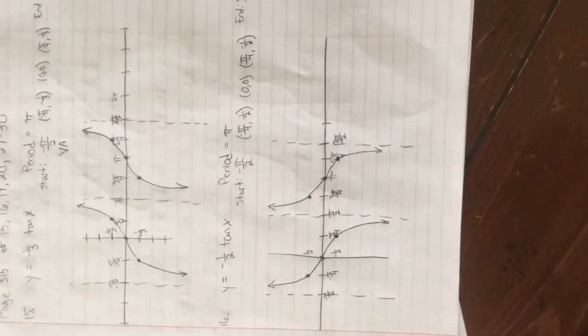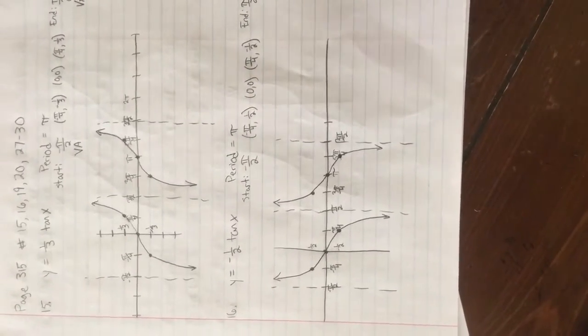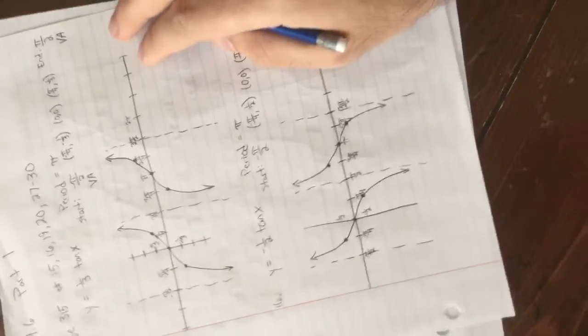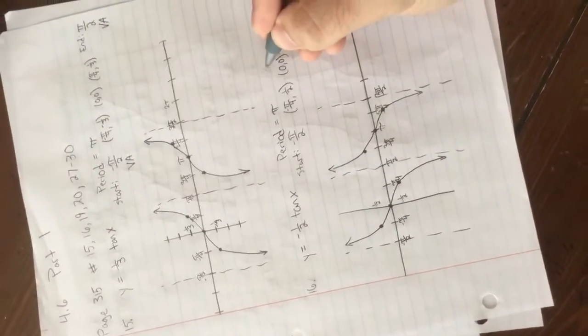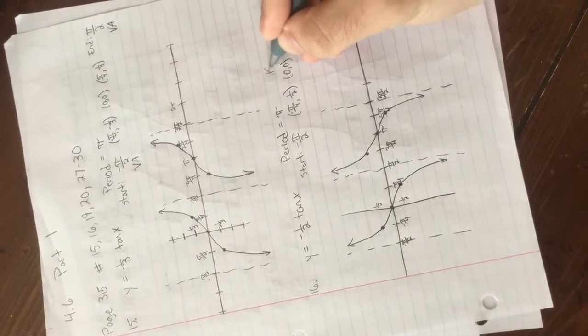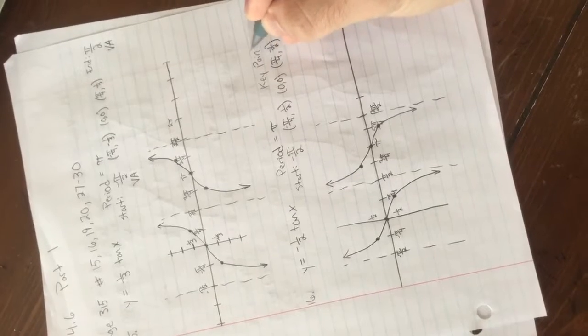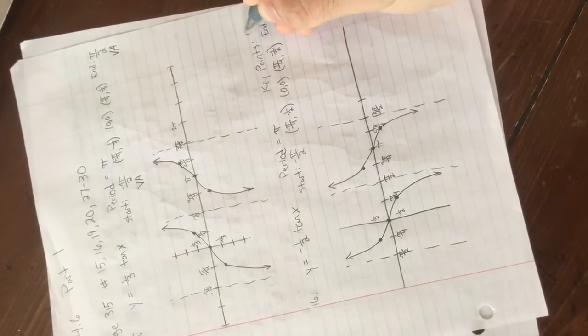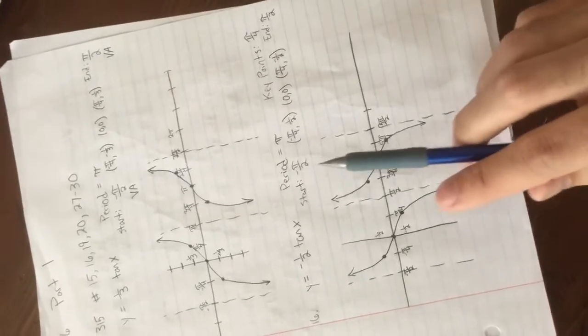So for number 16, I started by finding the period. Our period here is pi. If we did pi over b, there is no b value here, so our period would just be pi. I forgot to write in here the distance between key points. That we're going to do the same way, take the period and divide it by 4. So we get pi over 4 here.